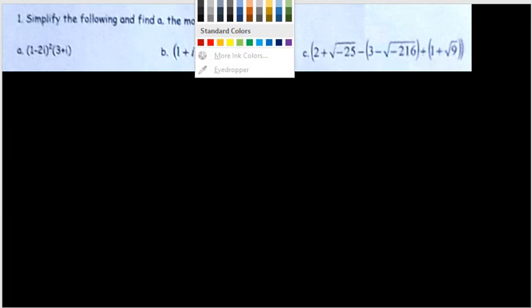Welcome back. Let us continue solving our worksheet on complex numbers. The first question: simplify and find the modulus, where z is equal to (1 minus 2i) the whole squared, times (3 plus i). First let us square the bracket part. It will be 1 minus 4i minus 4, times (3 plus i).